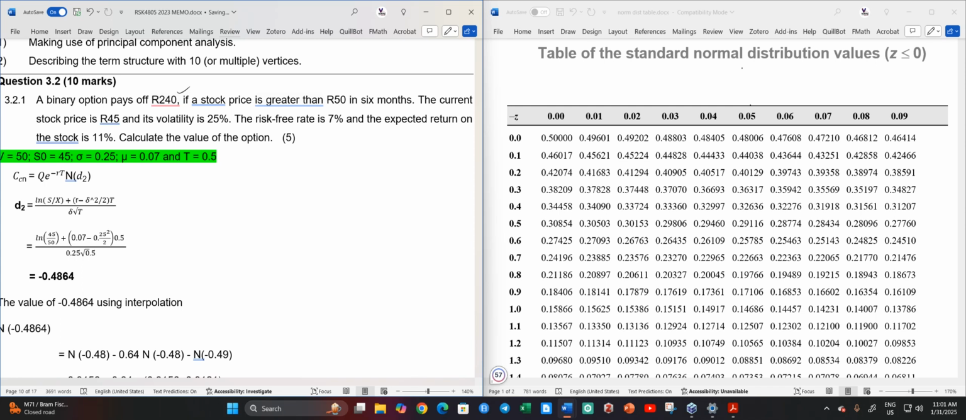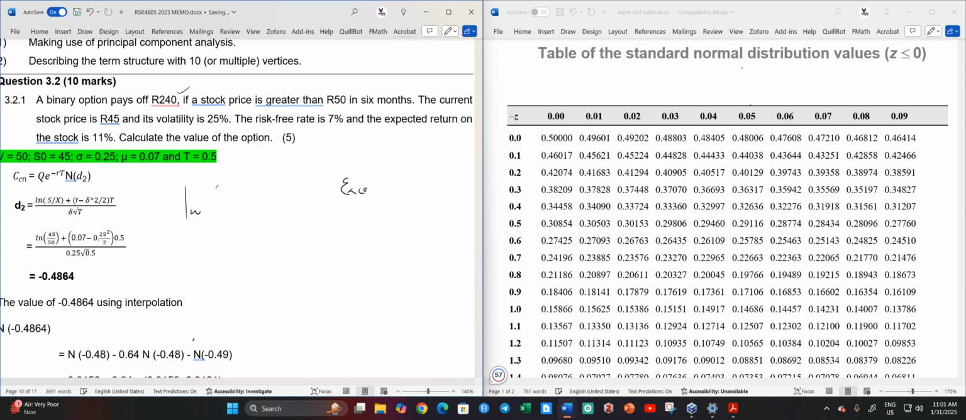What we need is to find the value of minus 0.4864 using the tables. But the tables are not enough. We need to go further to interpolate. So we're going to use 3 methods basically. The one where we do the interpolation manually, which is below here. Of course, we can also use Excel. We can also just use the internet to calculate the value. Okay, so we have this question and our formula here.